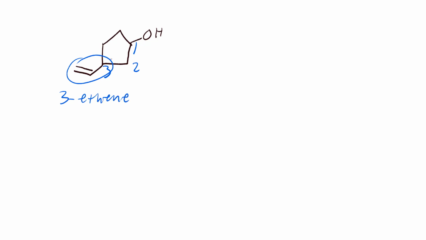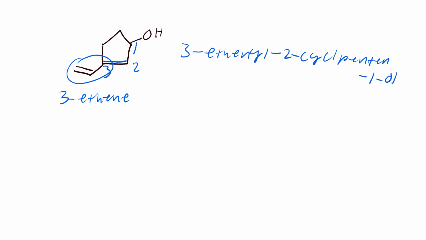and this is a double bond right there. We will merge these components together. We will say that this is a 3-ethenyl, and this is a 2-cyclopentane. And where's my alcohol? Well, it's on the first carbon. So we say 1-ol. So let's digest it.